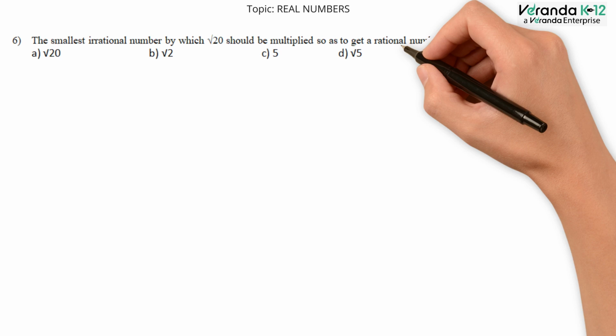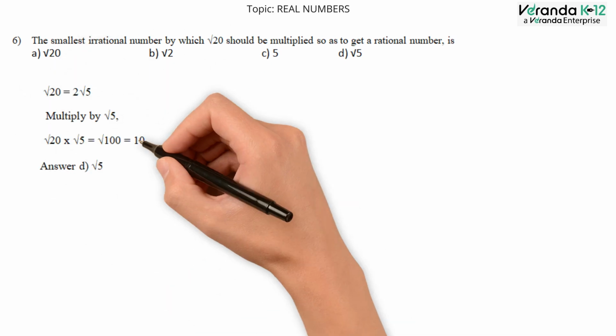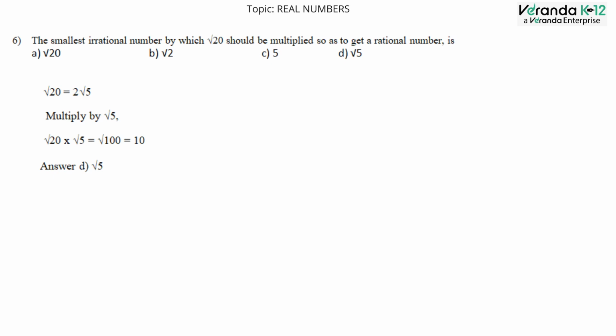Question number 6. The smallest irrational number by which square root of 20 should be multiplied so as to get a rational number is. The options are square root of 20, square root of 2, 5 and square root of 5. If square root of 20 is multiplied by square root of 5, we get square root of 100. Square root of 100 can be written as 10. 10 is a rational number. So our answer is option D, square root of 5.